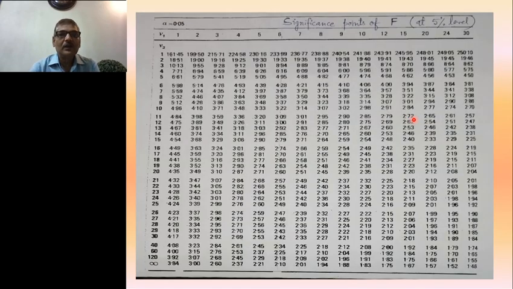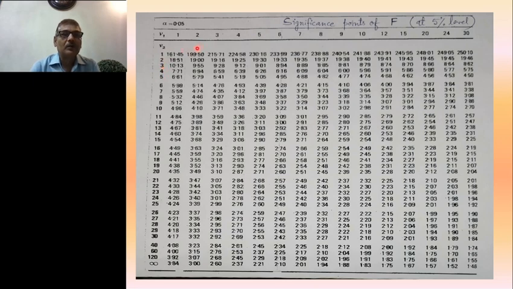After knowing this, let me show you this is the F table at 5% level. Here on the upper side, 1, 2, 3, 4, these are the values, that is degree of freedom for SSB. And then on the left side in this column, you can see again 1, 2, 3, 4, 5, 6 like this values are there, and this is degree of freedom for SSW.